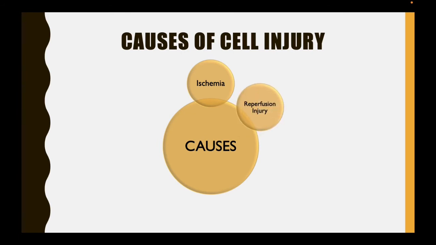The next cause would be reperfusion injury. So, reperfusion injury is characterized by the damage to the endothelial cells that occurs because of returning blood supply after a period of ischemia. An example would be an ischemic stroke or a myocardial infarction. So we had a period of ischemia and we're returning blood supply.